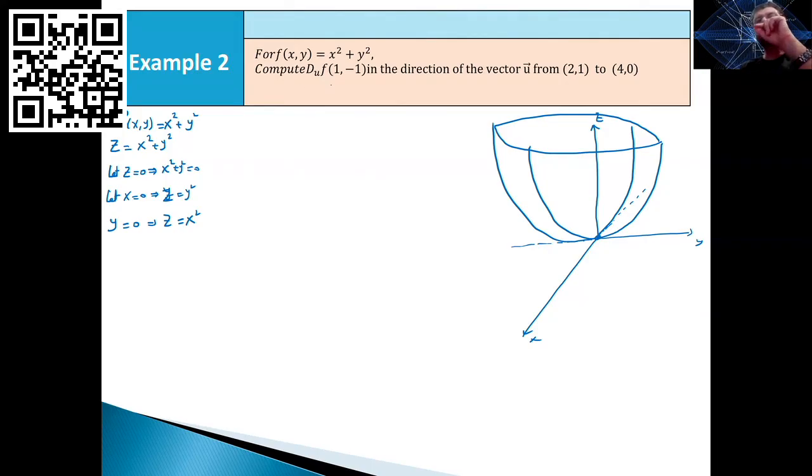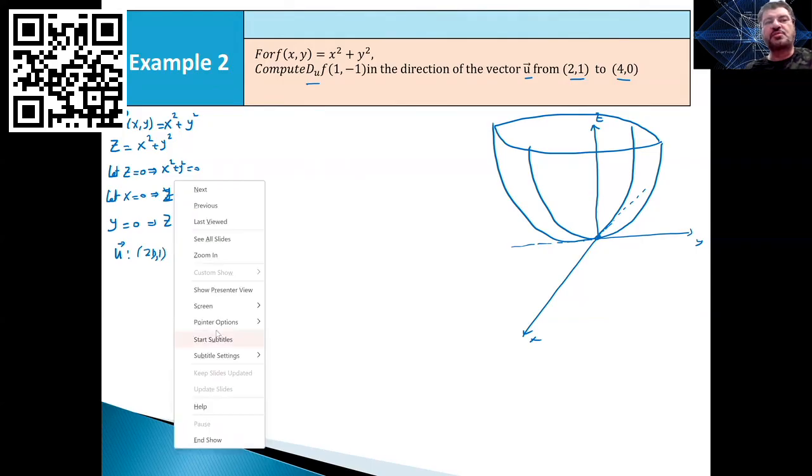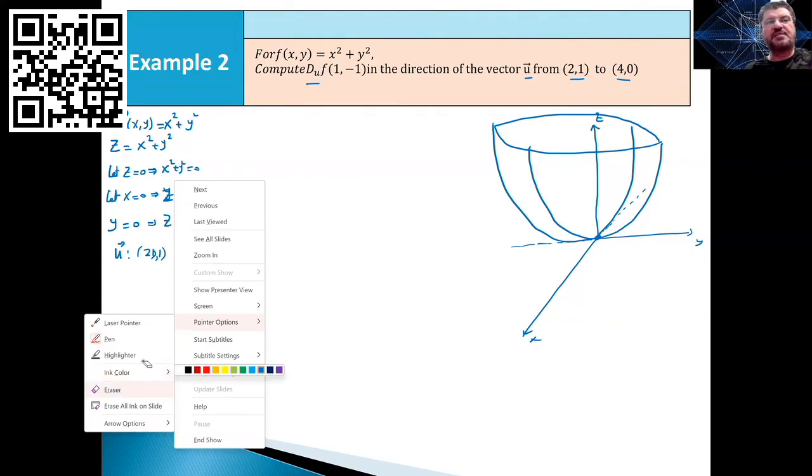Now, we need to find the directional derivative. So we need to find actually the rate of change or the velocity of any object moving on this surface. You see that surface, that paraboloid? In which direction? In the direction of this vector u. U goes from 2, 1 to 4, 0, by the way. The vector u is starting from 2, 1, and it goes to, erase that one and fix it.